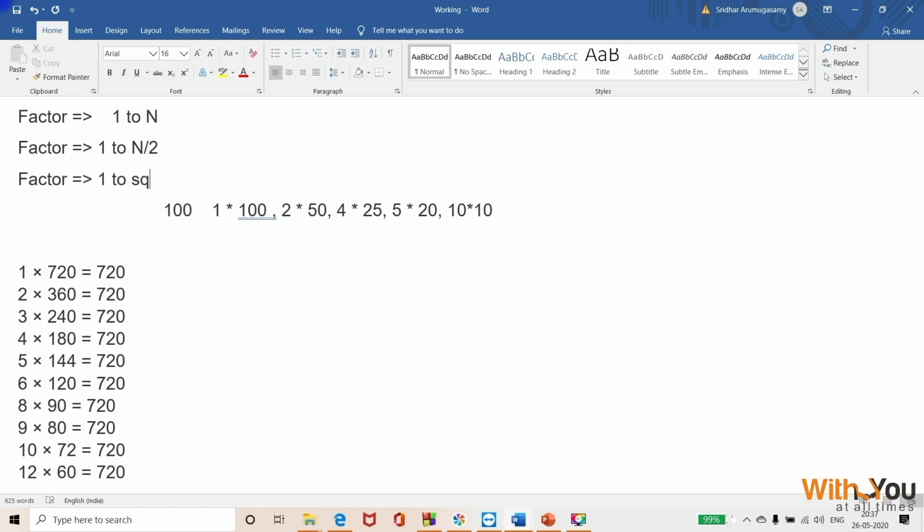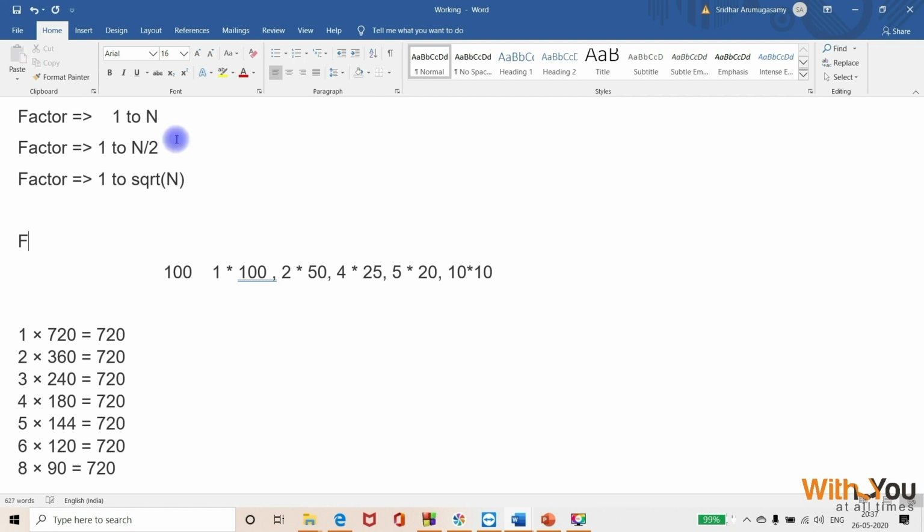1 to square root of n is more than sufficient. And factors occur as pairs. If you remember, yesterday I was talking about how TCS expects you to be basically strong. What do I mean by basically strong? It is simple. Whatever we learned in school, you need to remember and be able to put it to use. That's exactly what they're expecting.